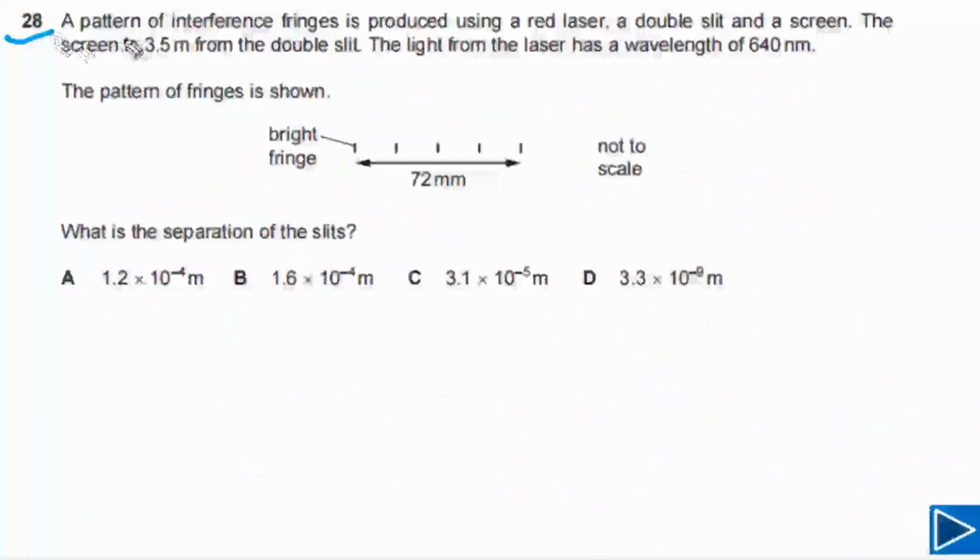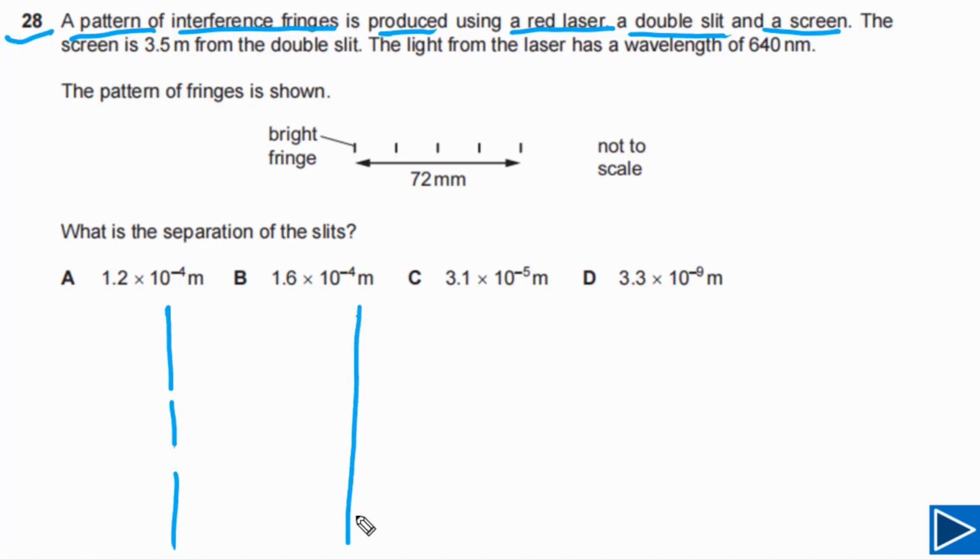For question number 28, it is given to us that a pattern of interference fringes is produced using a red laser, a double slit and a screen. So first of all, let's try to sketch the double slit. In this case, simply, we have 2 slits and here is 1 screen. In this case, we will have 1 center maxima and it will be equal to 0. Then we will have another intensity maxima, equal to 1. So this is another bright fringe. Another bright fringe after this one, so this is n is equal to 2.